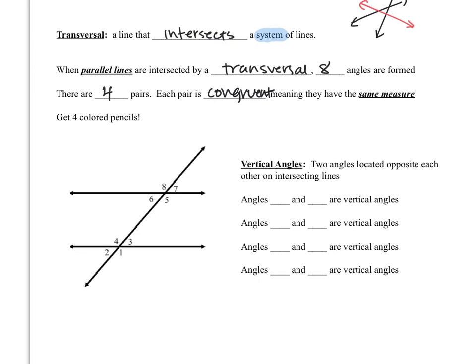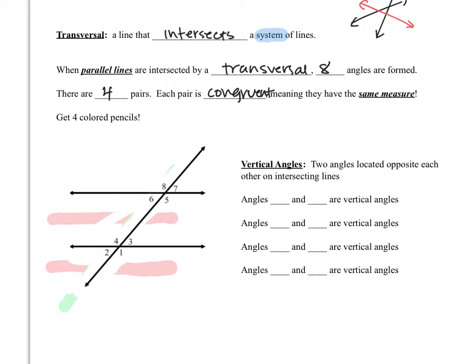The first pair of angles that are formed are called vertical angles. Vertical angles are angles that are located opposite each other on intersecting lines. Actually, before I get there, here are my parallel lines, and then they're being intersected by this line here. In this picture, this green line would be my transversal, and you can see that it's forming 8 angles. We're going to investigate all the different types of angle pairs that are formed by that.